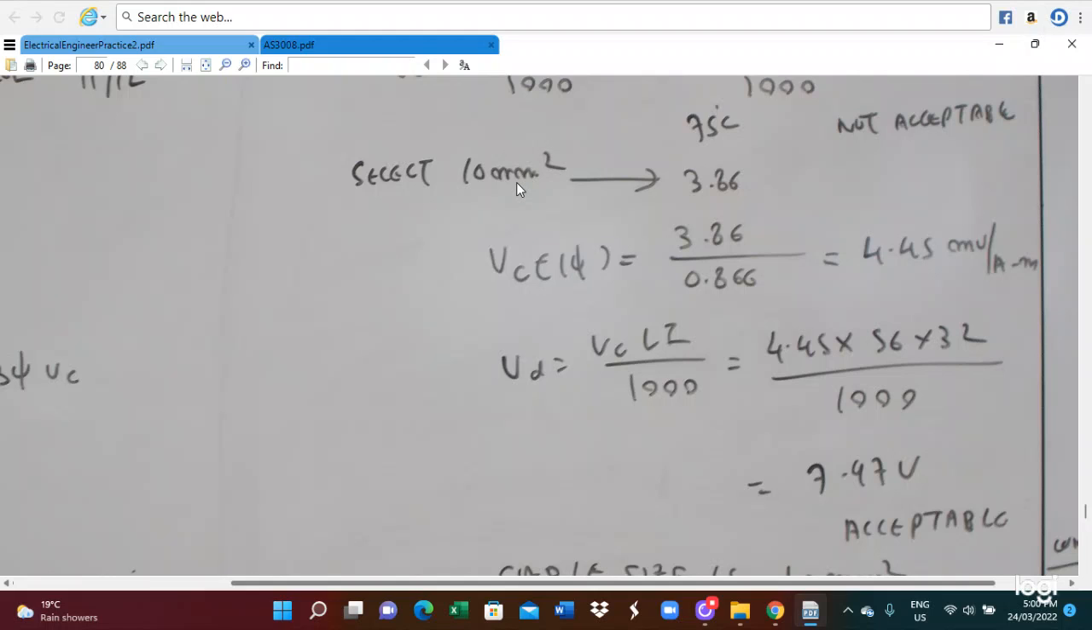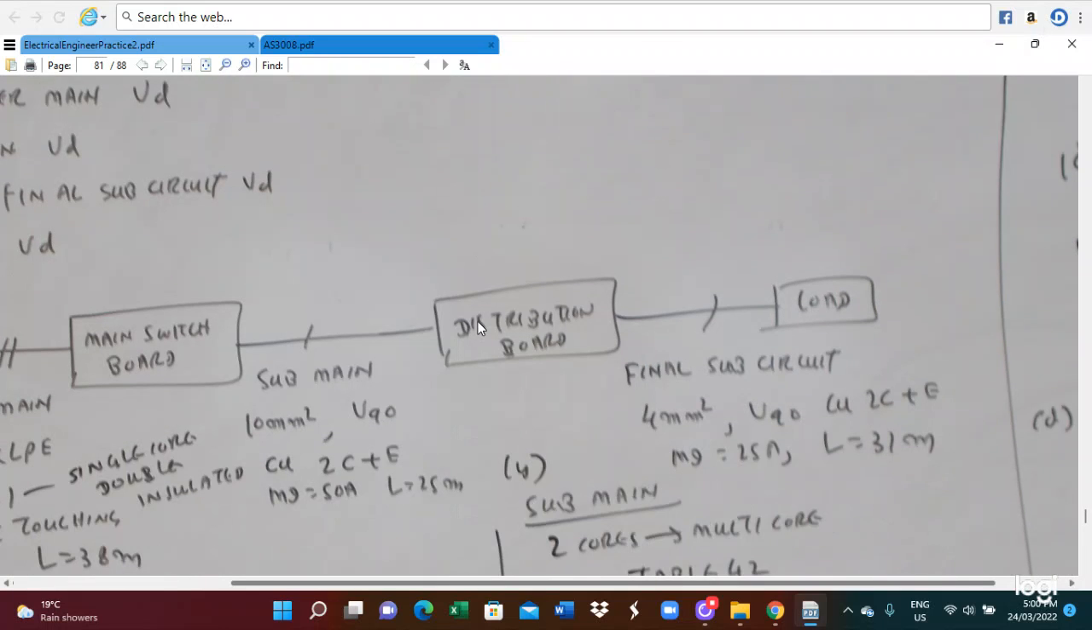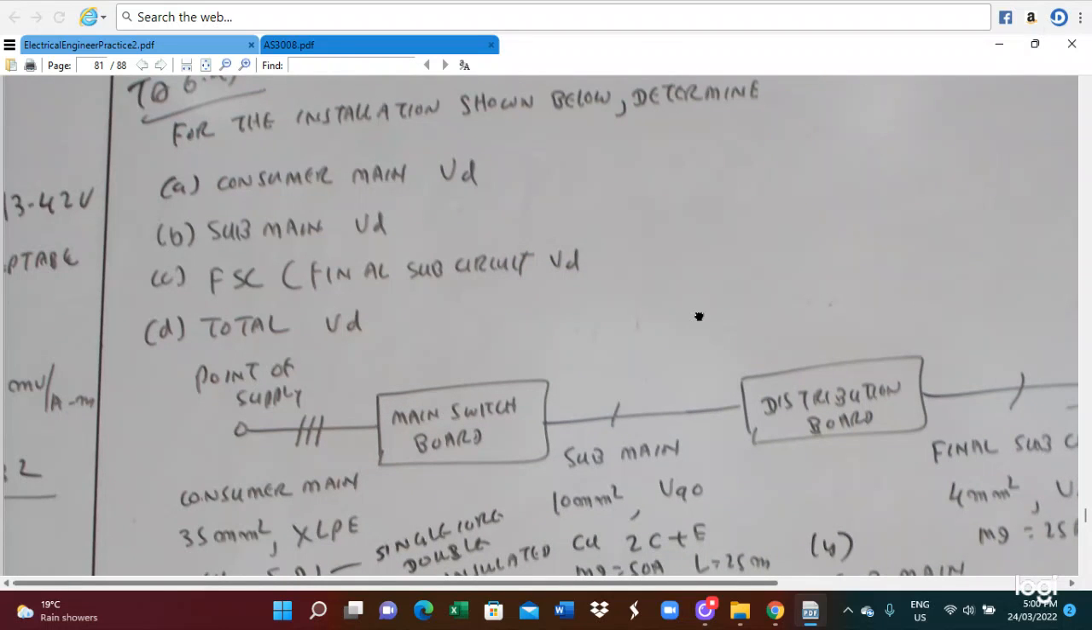So we choose another bigger size and recalculate the voltage drop, and finally for the 10 millimeter square cable size, the voltage drop is less than 5% of the supply voltage. So at that time it is acceptable. So the 10 millimeter square cable is acceptable. So this means that in this problem we can utilize the voltage drop calculation, using the current and also by considering the voltage drop.